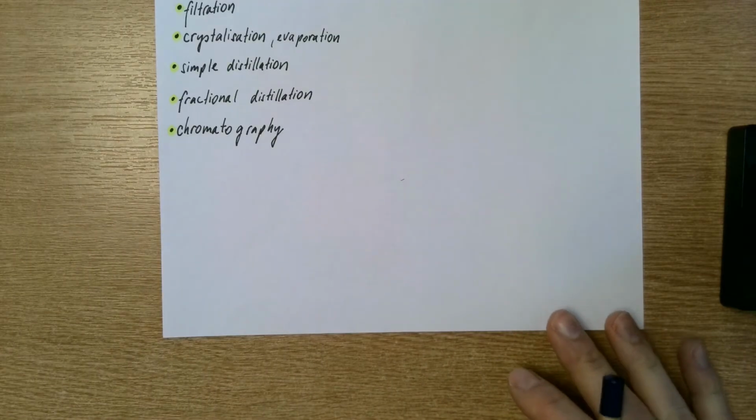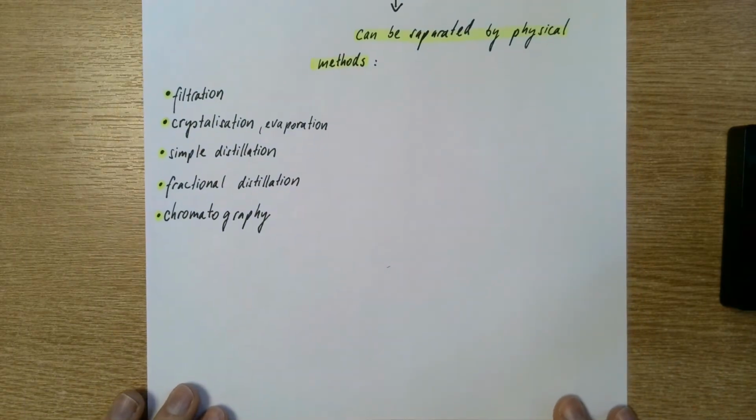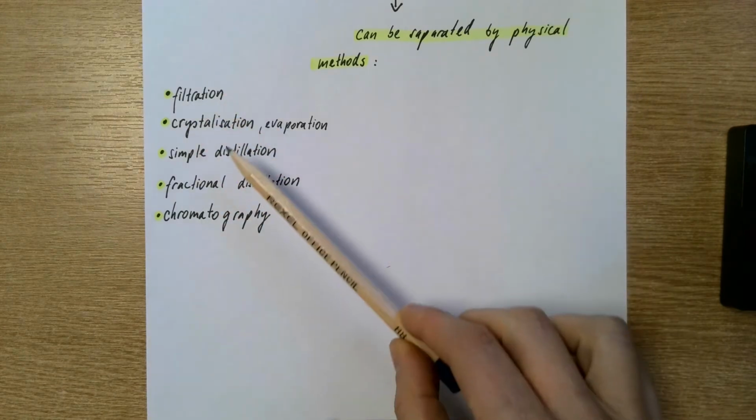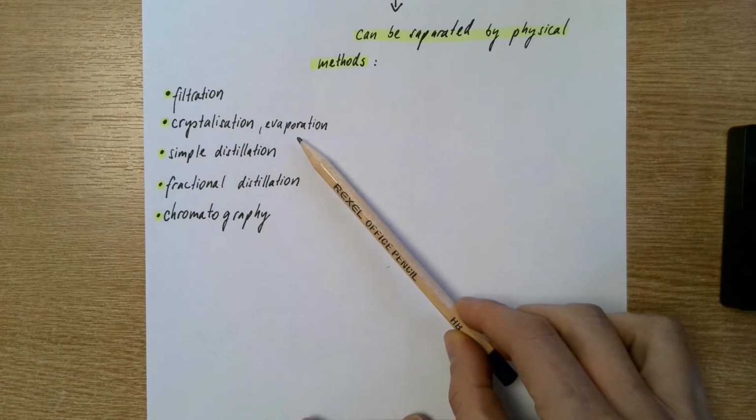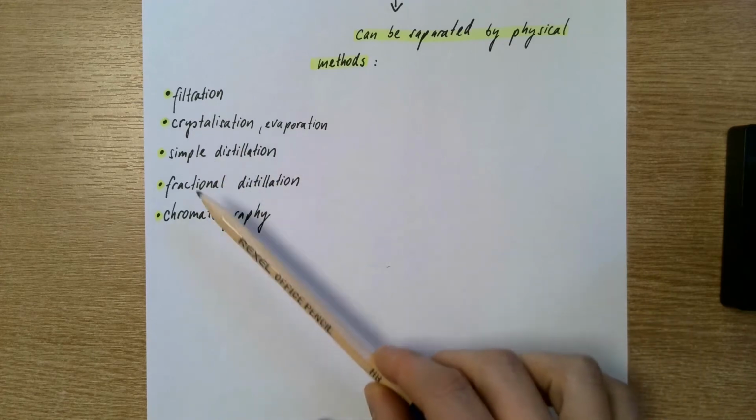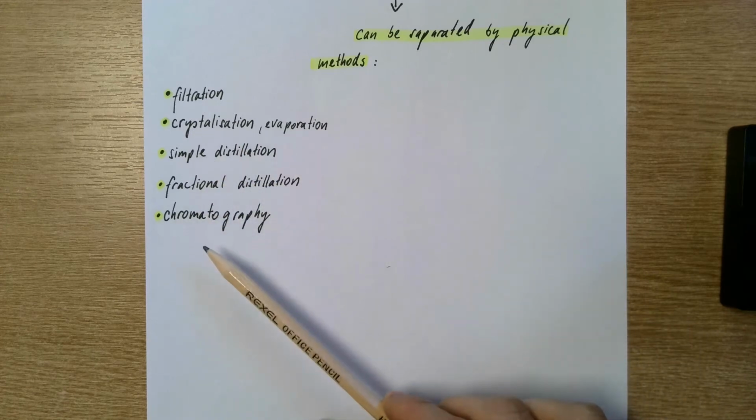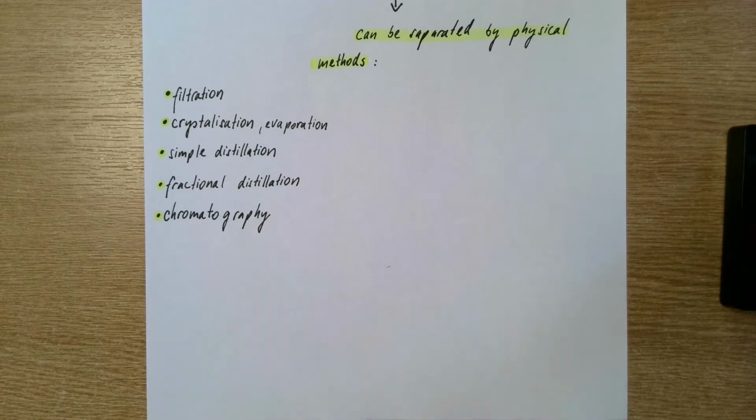Okay, now we're going to be talking about the physical processes or methods that we can separate mixtures by, and this is filtration, crystallization and evaporation, simple distillation, fractional distillation, and chromatography.